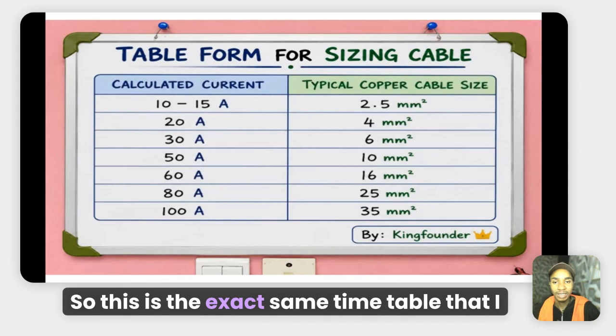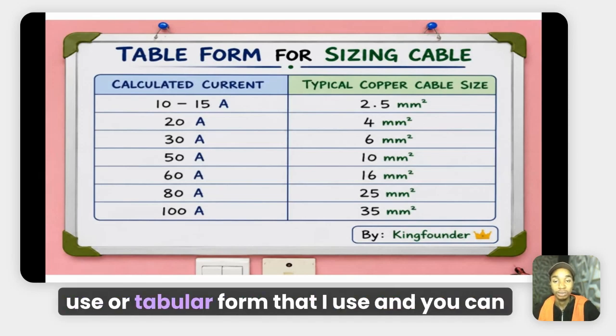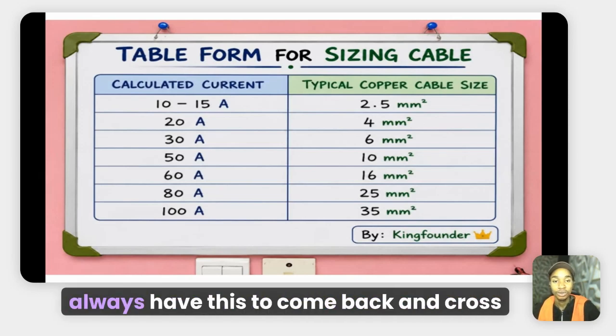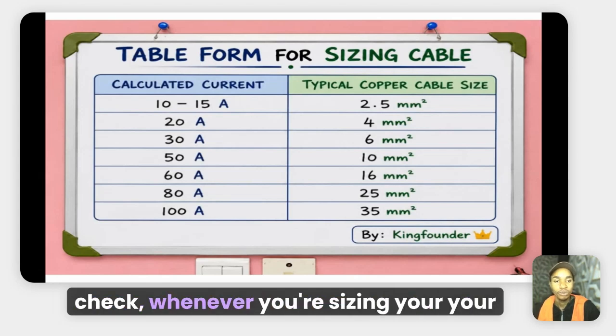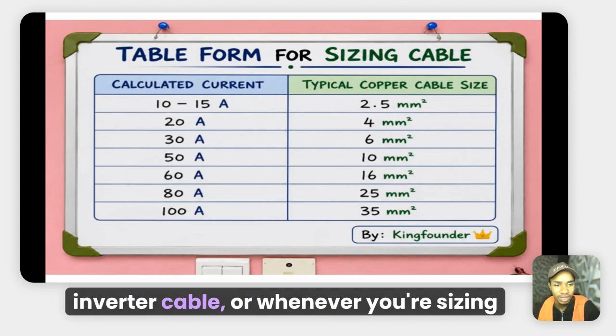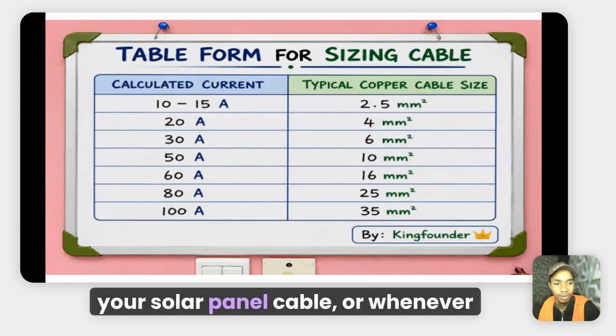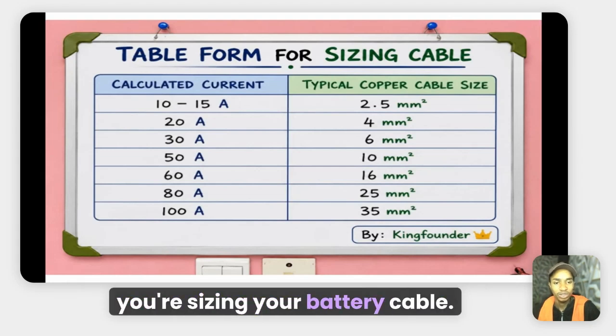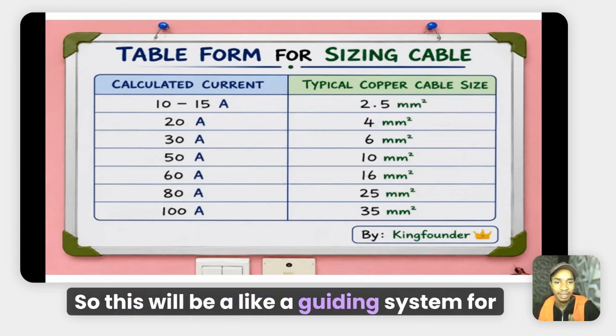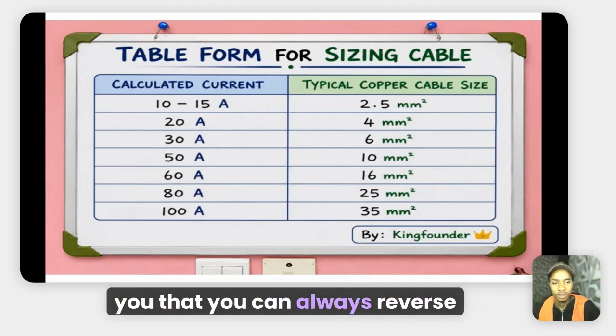So this is the exact same tabular form that I use, and you can always come back to it and cross-check whenever you're sizing your inverter cable, or whenever you're sizing your solar panel cable, or whenever you're sizing your battery cable. So this will be like a guiding system for you that you can always refer back to.